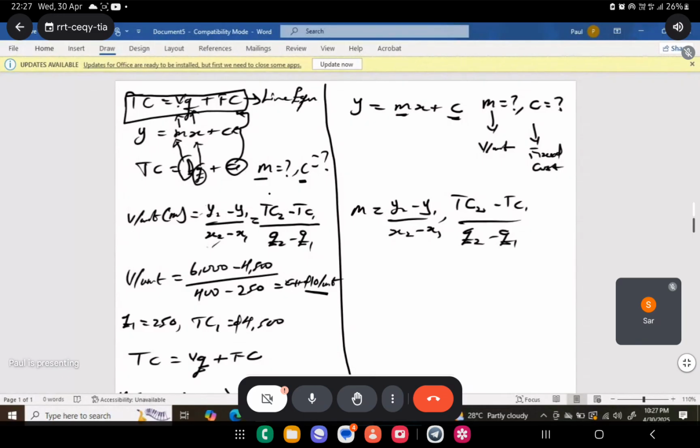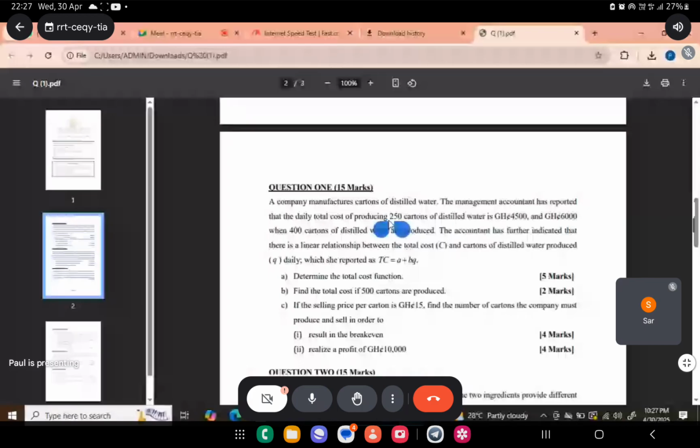So when you find your m, like I did, variable cost per unit is equal to 6,000 minus 4,500 divided by 400 minus 250. Look, this was the first quantity, 250, and this was the first total cost. This is the second total cost, and this was the second quantity. That's why I said 6,000 minus 4,500 divided by 400 minus 250. You can see it.